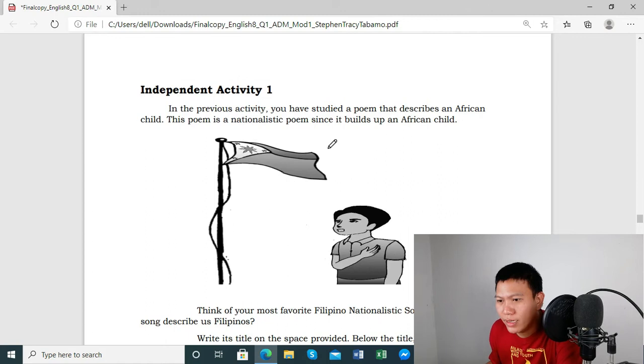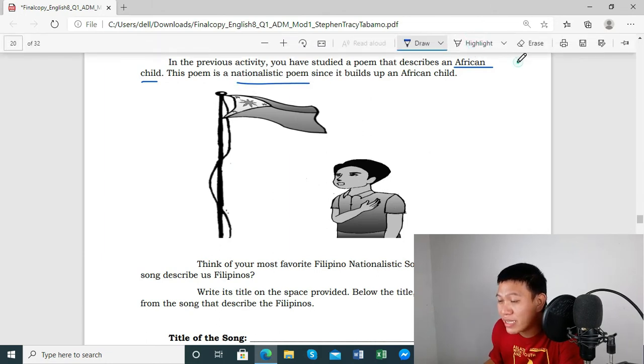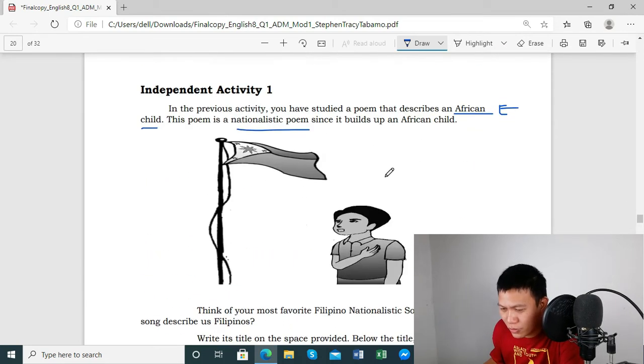It says here, in the previous activity, you have studied the poem that describes an African child. Now, this poem is a nationalistic poem. Sabi niya, yung African child daw, very nationalistic, makabansa, about sa Africa. Okay? Ngayon, nakikita niyo yung drawing dito. Watawat natin ito. Siyempre, Filipino ito.